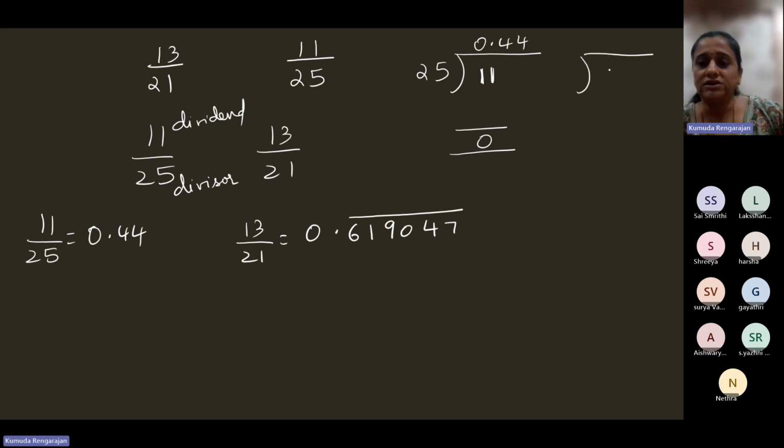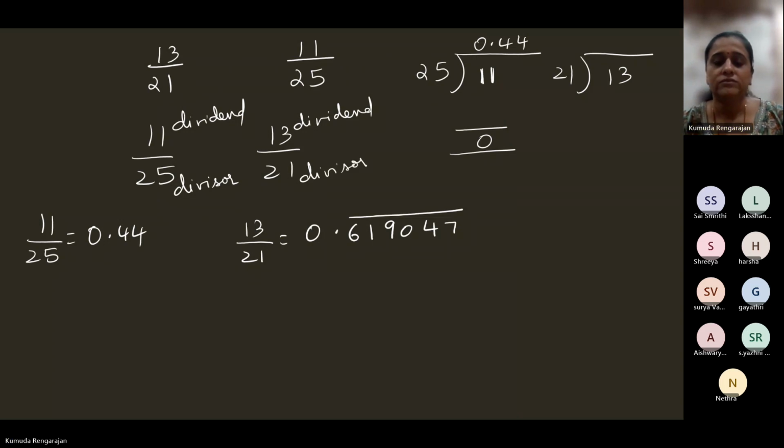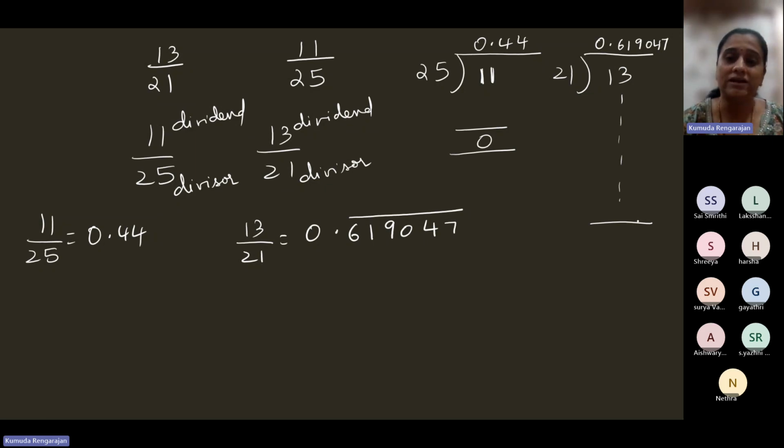Now, when you divide 13 by 21, the numerator 13 is the dividend, the denominator 21 is the divisor, right? So when you perform the long division, you get 0.619047, and the division goes on. When does the division come to an end? When do you stop the division process? When you get 0 as the remainder. You understand that the division has come to an end when you get the remainder as 0. But what if you don't get remainder 0?